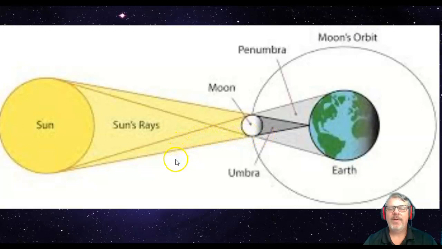This is a diagram of a solar eclipse, and you can see that the moon is between the Earth and the sun, and the moon is blocking out the sunlight. So you have a shadow. The whole Earth is not in a shadow. The path of totality would be where this is hitting the Earth. And as it rotates and moves, the path of totality will move across the globe.